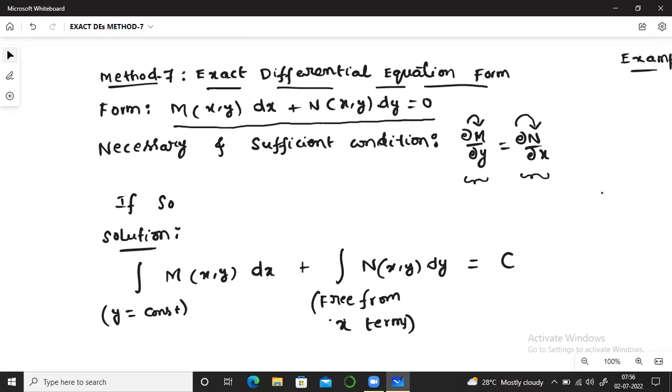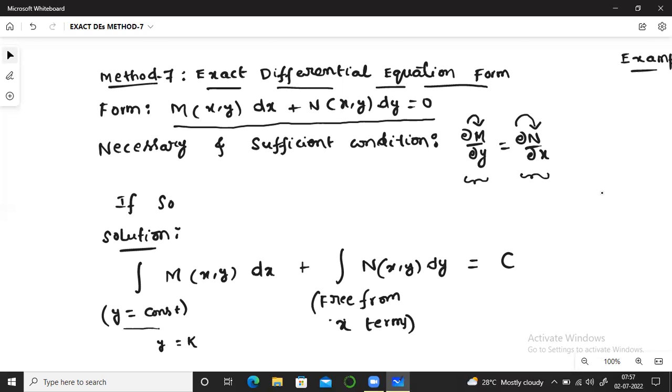So if the necessary and sufficient condition is satisfied, what is the solution? The solution looks very simple, frankly. The solution is you have to apply integration on M dx plus integration on N dy is equal to c. That's it, the solution. But here, in the case of the first integral, you have to treat y as constant. Constant means you should think of it as a real constant. It means you can feel y as k, or y as 10, y as 20.